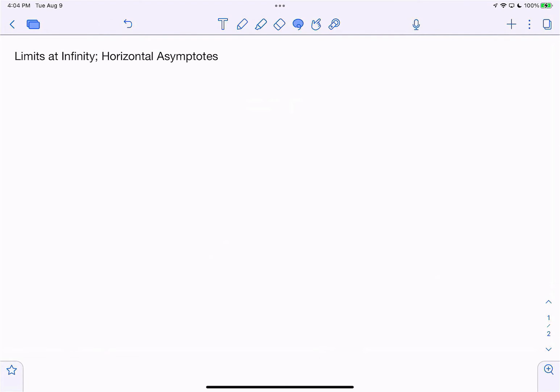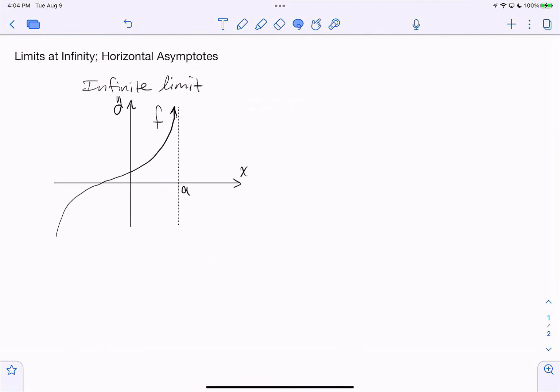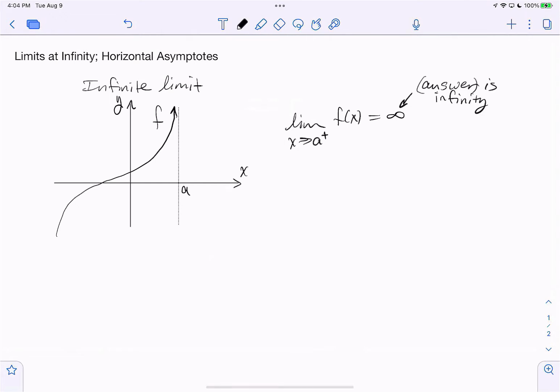In a previous series of videos, we talked about infinite limits, and these were places where we had vertical asymptotes. For the function pictured, we would say that the limit as x approaches a from the positive side of f of x is equal to infinity. In this case, the answer is infinity. Or another way to put it is that the limit is infinity. I know, it means that the limit doesn't exist, but you get what I'm saying.